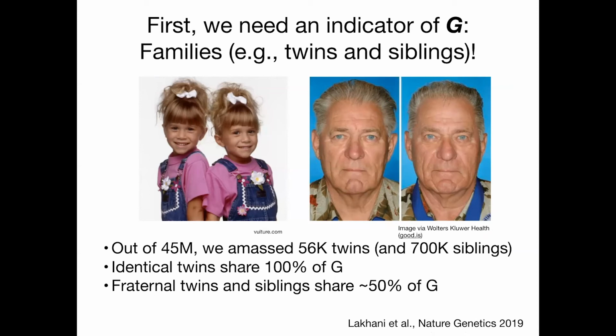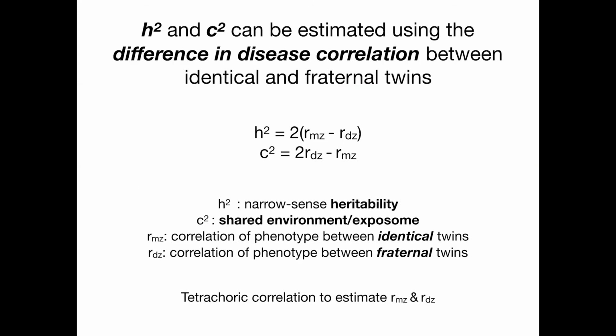Under the assumption that identical twins share 100% of their genome, and fraternal twins and siblings share about 50% of the genome, you can use this natural experiment to slice and dice genetics and environment. All right, so how do you do it? You do it by using the difference between the rates that you observe in monozygotic versus dizygotic twins. And you can compute heritability, as Falconer showed in early days of genetics.